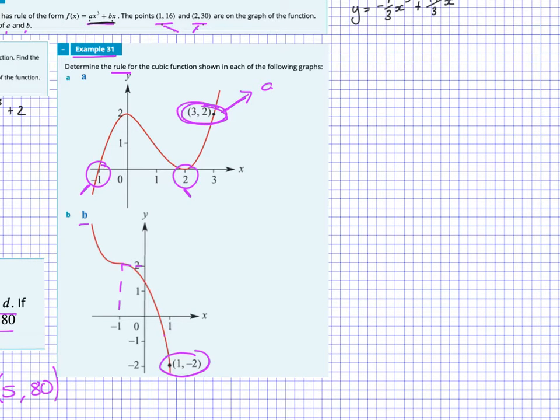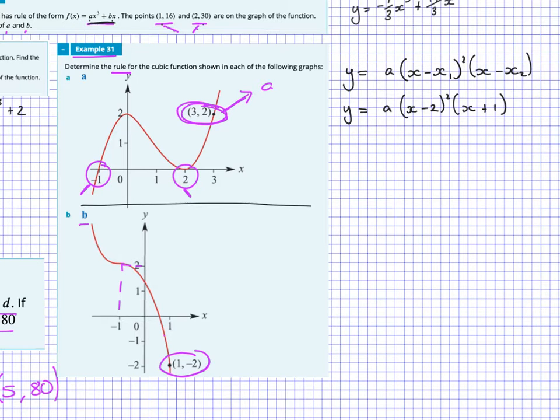We'll pick one of these. I like doing ones with factors, so we'll do that one instead of the bottom one. So I know the form looks like this: a(x - 2) squared (x + 1)... So I'm going to sub in what I know first of all. So it's going to be a(x - 2) squared (x + 1).